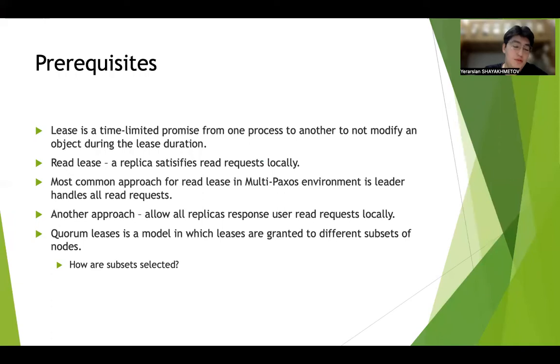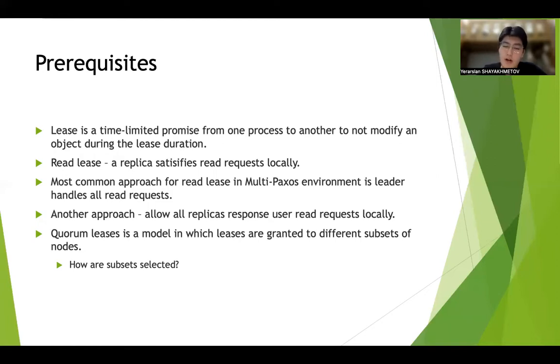So before that, let's know what the lease is. A lease is a time-limited promise from one process to another to not modify an object during the lease duration. So how can we use this? What's the application of this promise? We know that if the promise is given and the promise is held, the data wasn't changed, which means that a replica that knows that data wasn't changed knows that the data on this replica is the actual data.